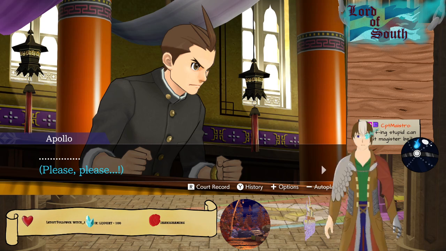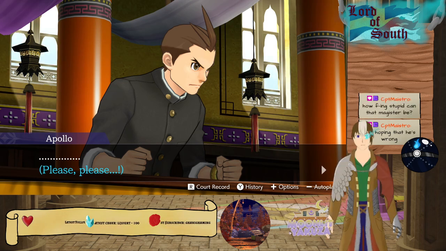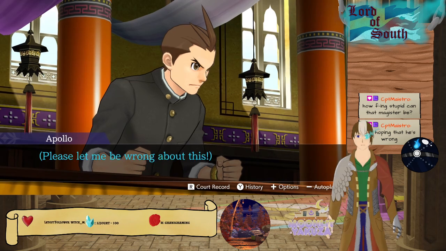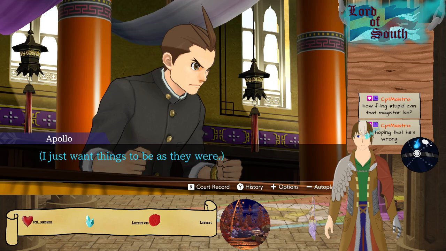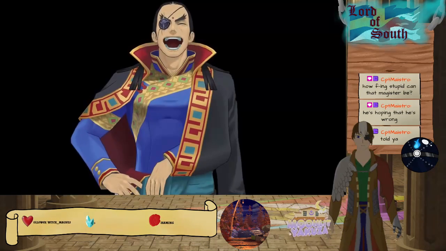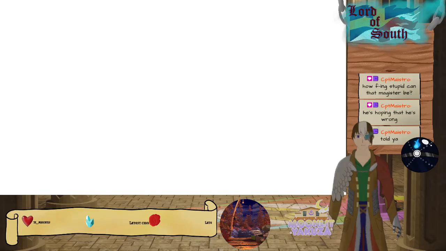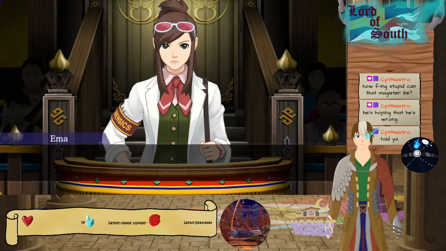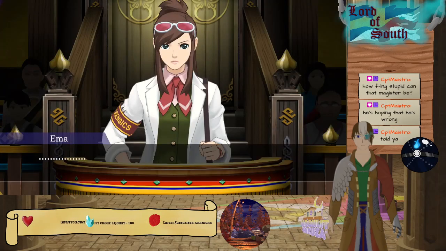Wait, what does that matter for us? We are trying to protect a dead guy. Wait, hold on. How does that work for a lawyer? Okay. He's hoping that he's wrong. Fair enough. Please let me be wrong about this. I just want things to be as they were. If things were as they were, we probably have a problem with how the hell anyone was murdered. This is the only solution we have, and if this is wrong, we're fucked. We are joining him.